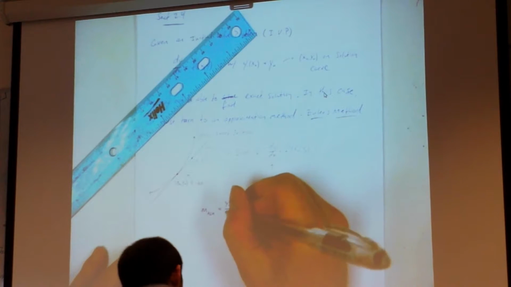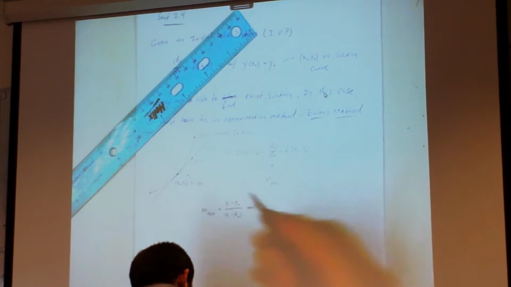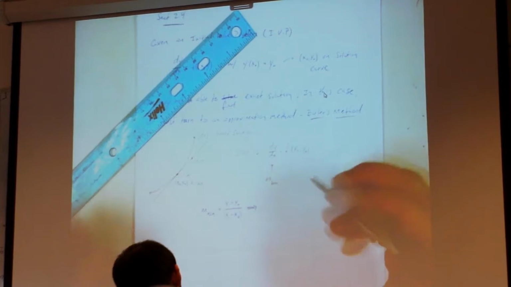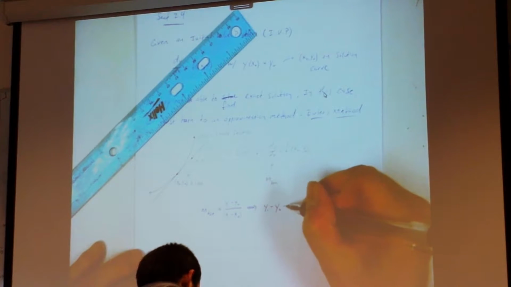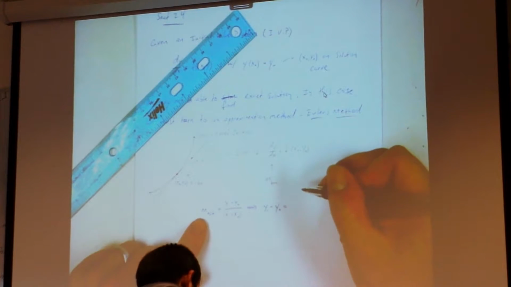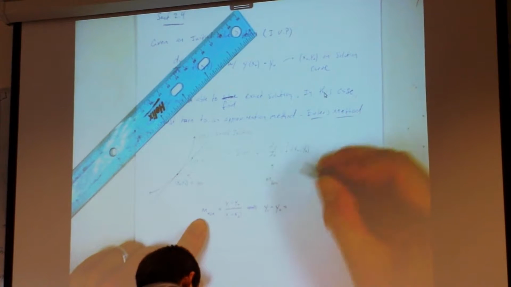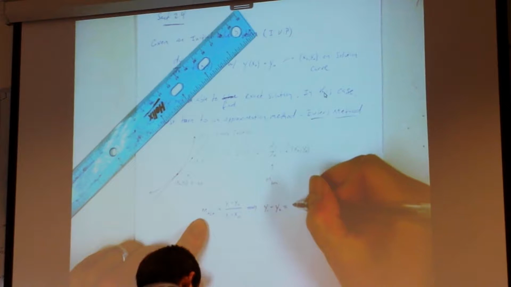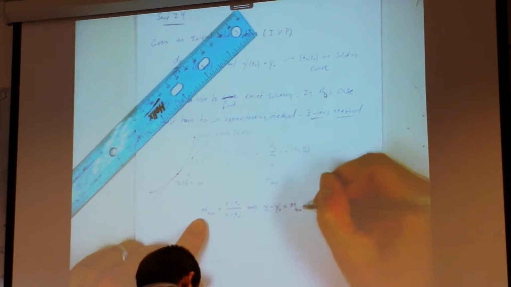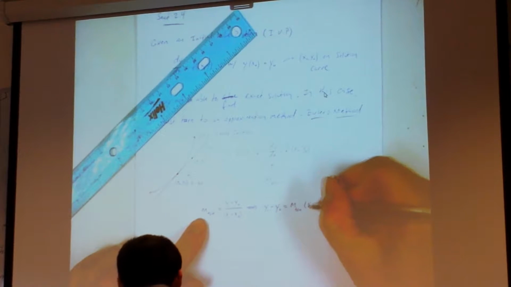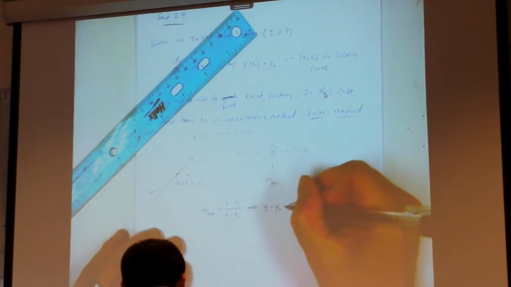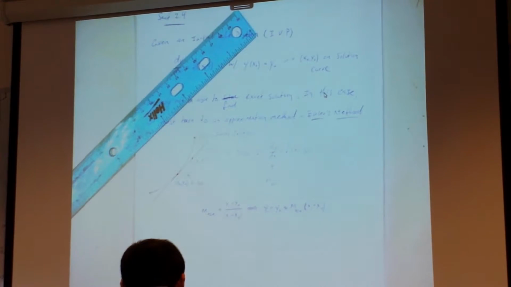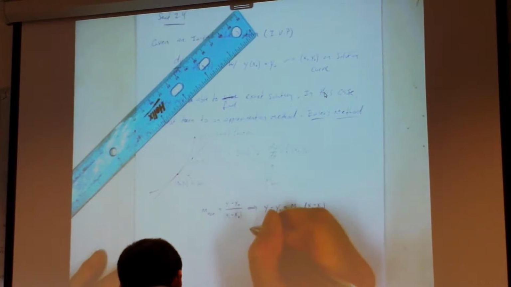Rearranging that a little bit, multiplying both sides by x1 minus x naught, we get y1 minus y naught equals the slope of the tangent line times x1 minus x naught. If we stop at that point, that looks a whole lot like the point slope form of a line. Okay? But let's solve this for y1.